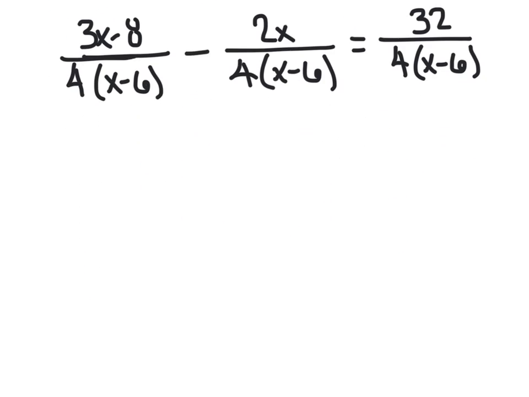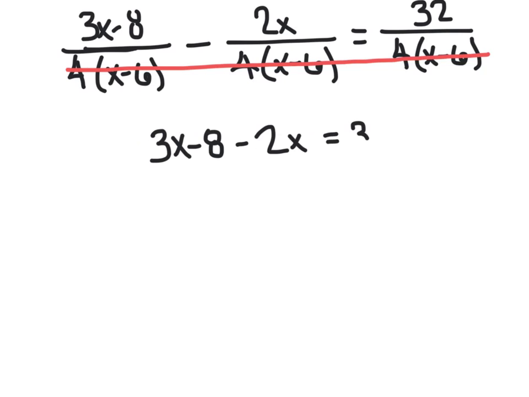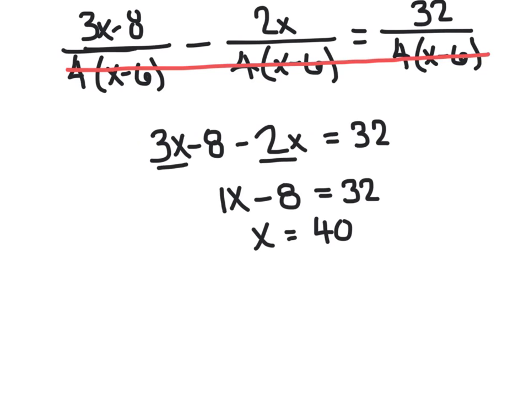We've got our common denominator, so we can just cross them off. That's my favorite part right there. And we can just simply say 3x minus 18 minus 2x equals 32. Combine like terms, so I'm really combining the 3x and the negative 2x to make 1x minus 18 equals 32. x equals 50. Is 50 okay? Yeah, it's okay. And why is it okay?